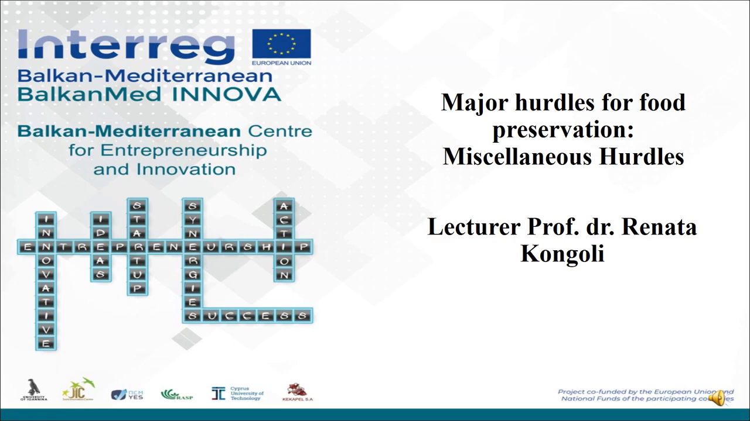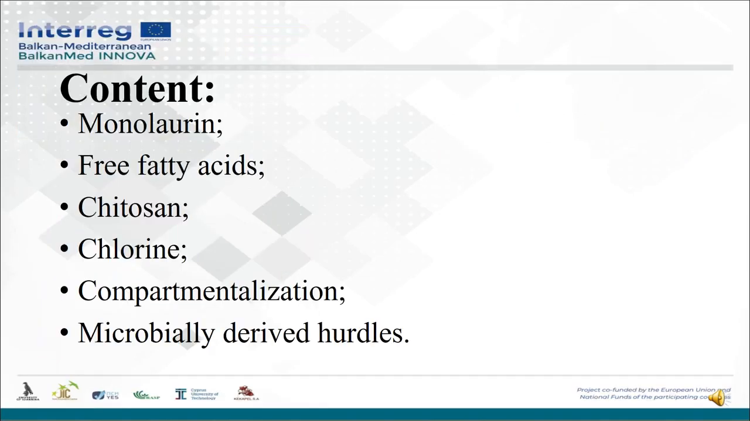Hello once again. During this lecture, miscellaneous hurdles will be presented as major hurdles for food preservation. The miscellaneous hurdles that will be explained during this lecture are monolaurin, free fatty acids, chitosan, chlorine, compartmentalization, and microbially derived hurdles.